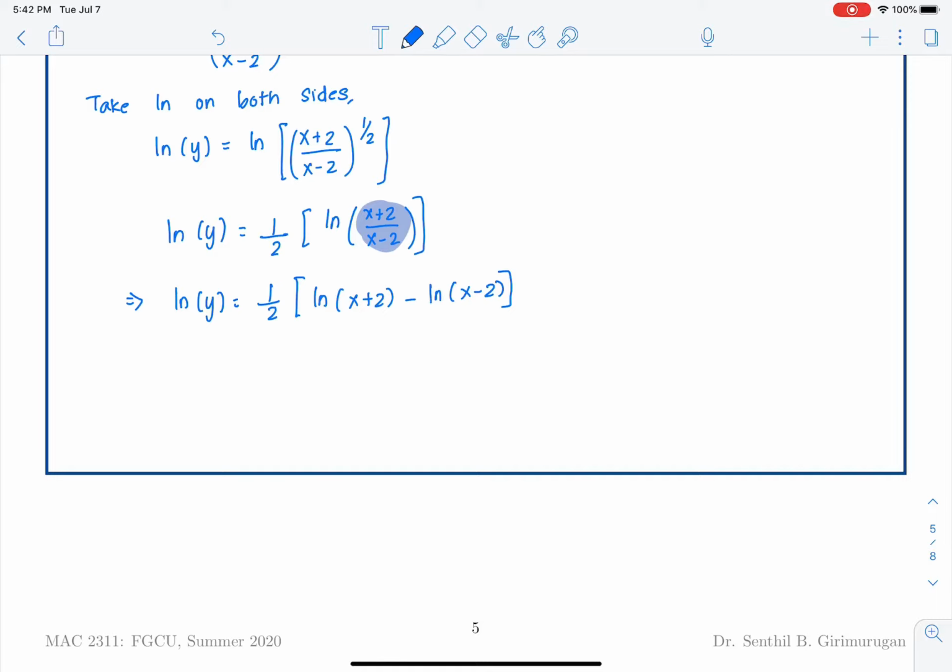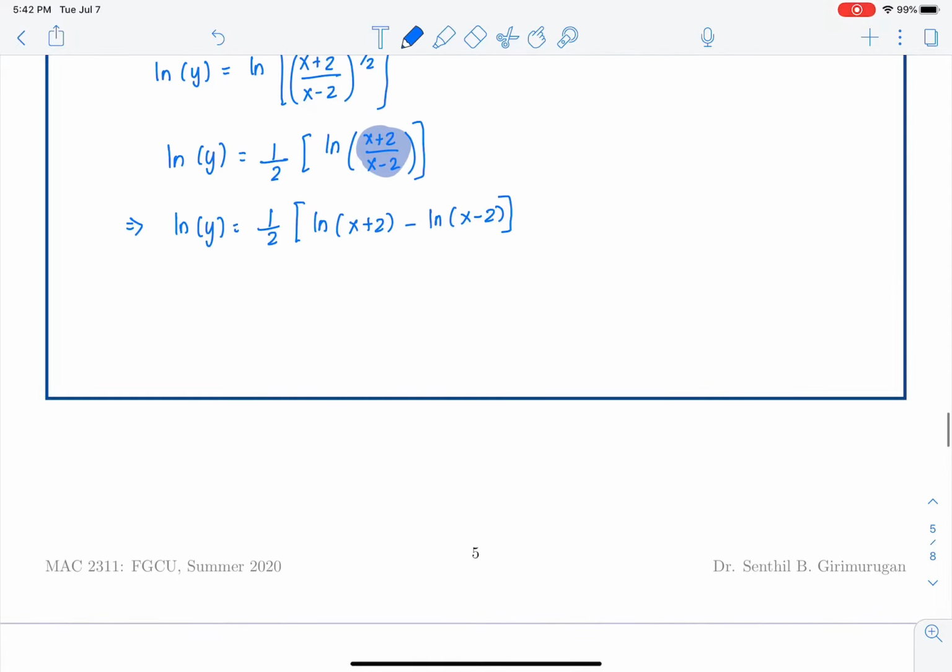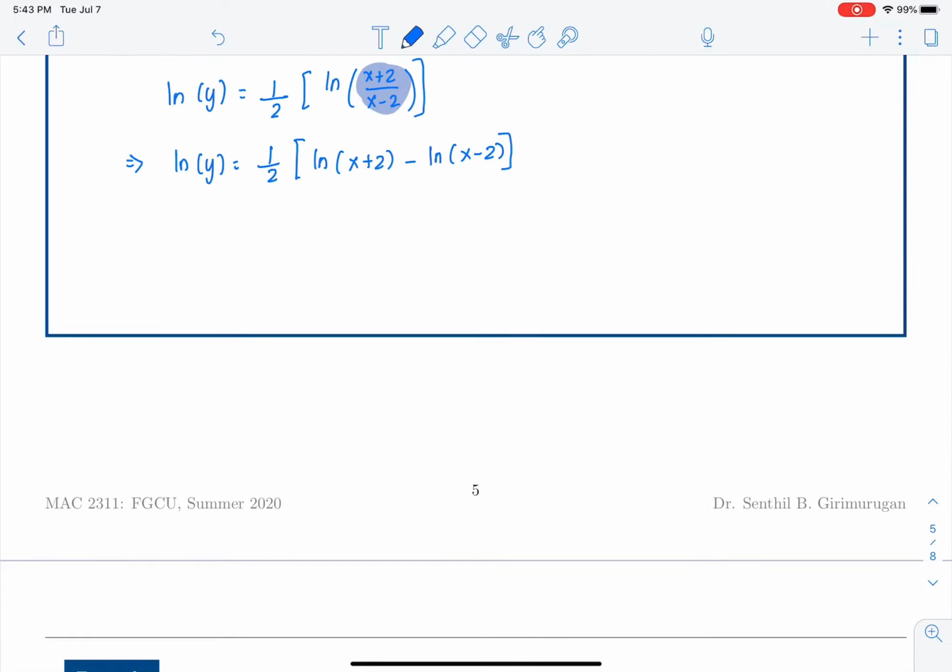And this is the reason why we have to understand the properties of logarithms, because they are going to make things easier for us. So take the derivative of ln of y. We have 1 over y multiplied by y prime.